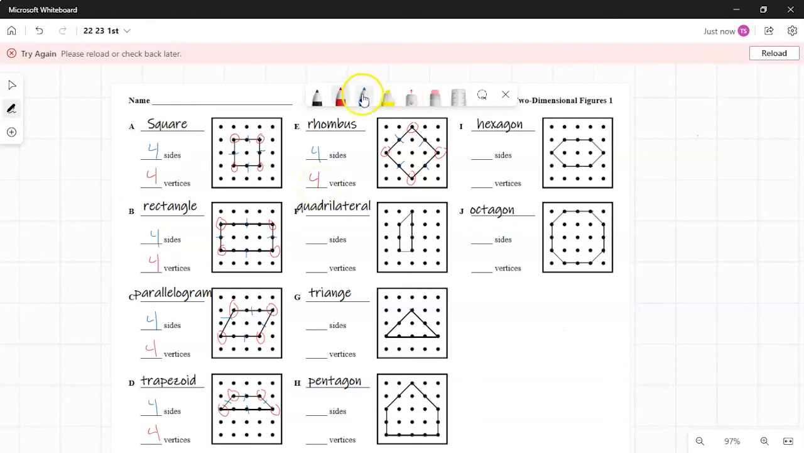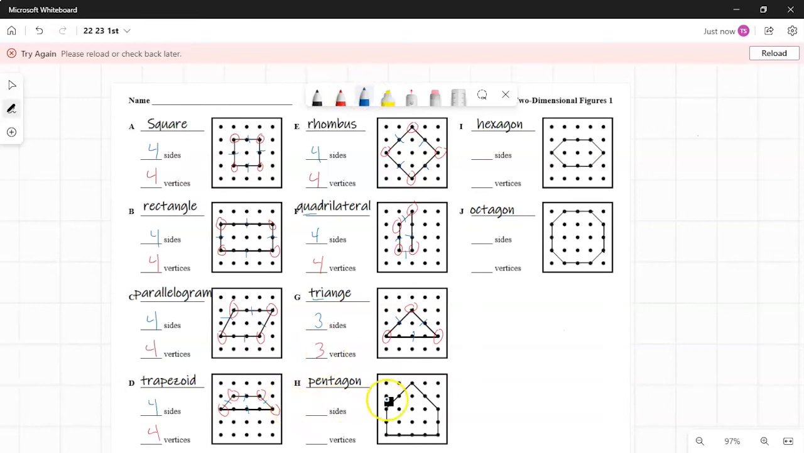Okay, next thing we're going to look at is quadrilateral. It has 1, 2, 3, 4 sides and 1, 2, 3, 4 vertices. Triangle. Triangle has 1, 2, 3 sides. Okay, and tri means 3. Just like quad. Quad means 4. Tri means 3. And it also has 1, 2, 3 vertices.